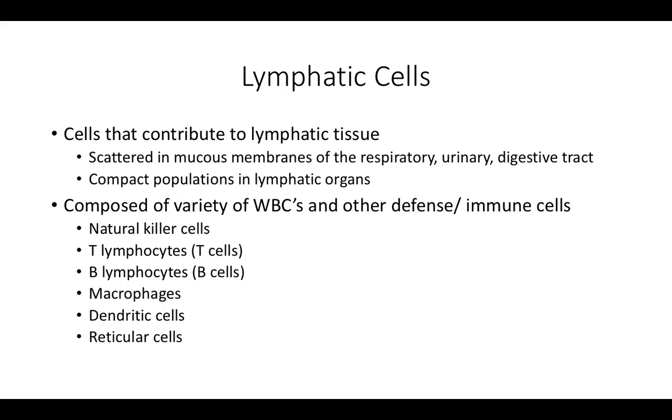Okay, now we're going to talk about lymphatic cells. So these are just the cells that make up the lymphatic tissue. And again, they can either be scattered throughout mucous membranes of places like our respiratory tract, our urinary tract, our digestive tract, or they can be more compact in different lymphatic organs. Okay, and they're composed of a variety of different white blood cells. Like here we see lymphocytes, and other defense or immune cells.